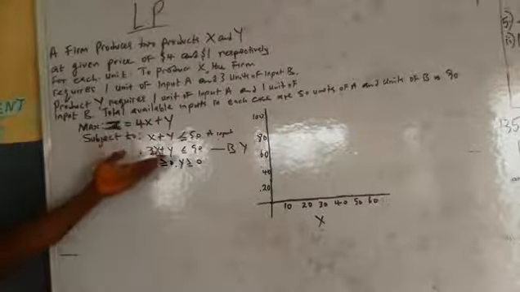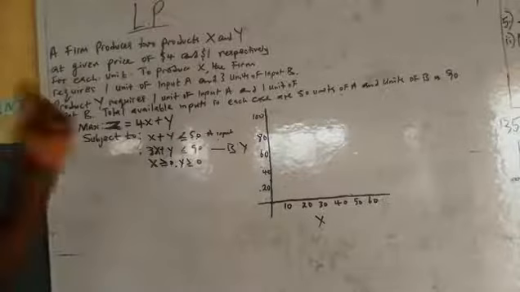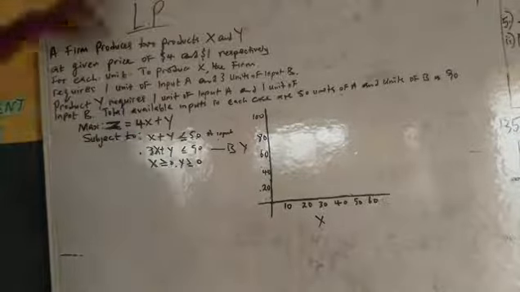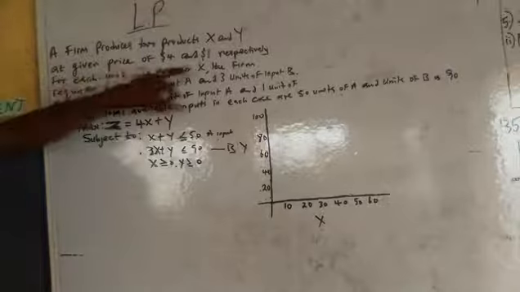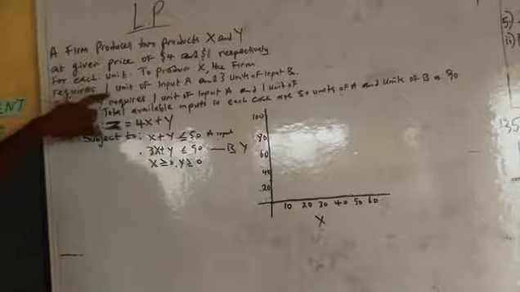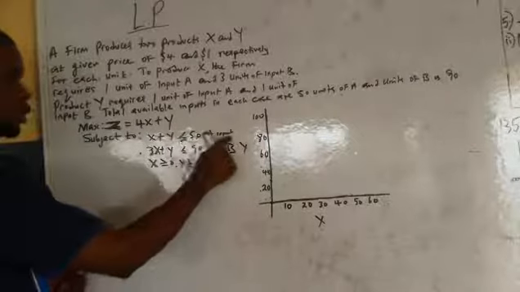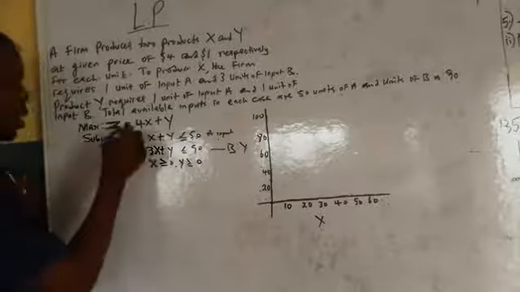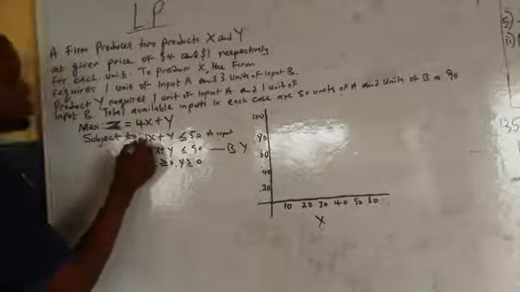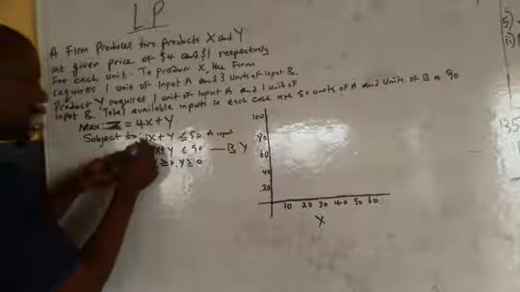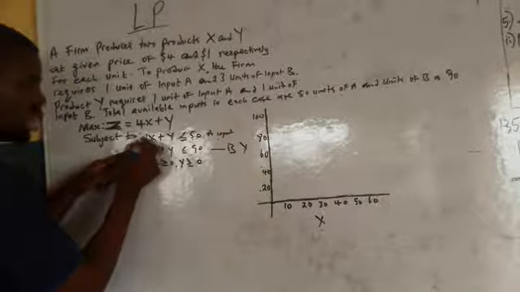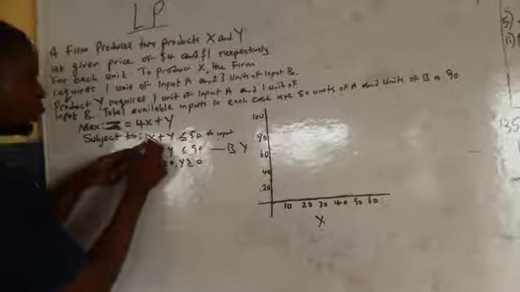For the subject now, the constraint, number 2 aspect. How am I going to write this? Now, I go back to my question. To produce X, the firm requires 1 unit of input A. So I'm starting from input A. I will write my 1. I need 1 unit of input A to produce X.